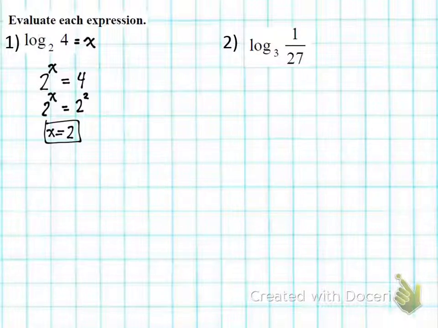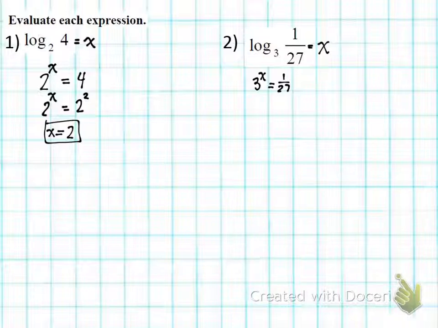So, number 2, let's try another one. Very similar. It looks like a scary fraction there, but don't let it faze you. First thing you do is set it equal to x. Then step 2, rewrite the logarithmic equation as an exponential equation. So we have 3 to the x is equal to 1/27th.